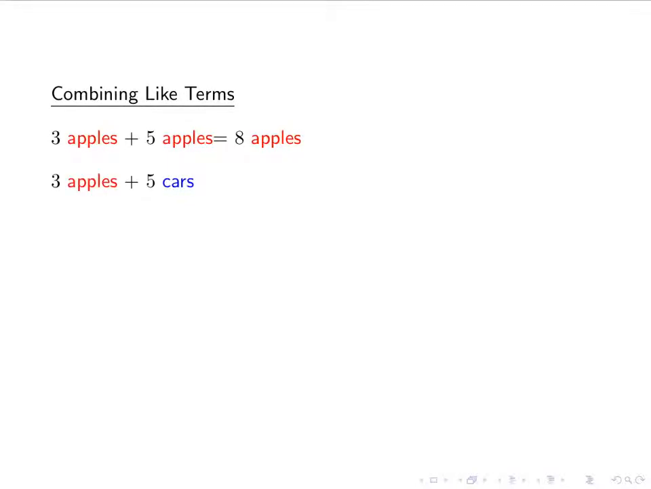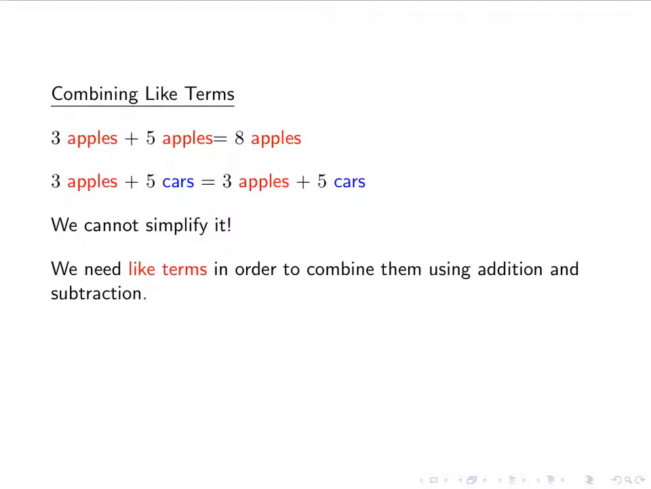If I had 3 apples plus 5 cars, that is equal to 3 apples plus 5 cars. I cannot combine them. The most I'd be able to do in English is say that it's 8 things, but that's not what I can do mathematically. I cannot combine them. They're not the same thing. I've got apples and I've got cars. So like I said, we cannot simplify it.